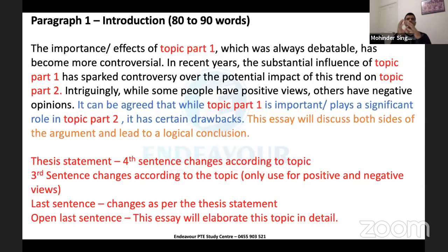This sentence talks about everyone else's views before you speak your own view, which is your thesis statement. That is the next sentence. It can be agreed that while written examinations play an important role in the education system, or you can say while written examinations are important for the education system, it has certain drawbacks. So either you say plays an important role, or you say are important. It has certain drawbacks. This essay will discuss both sides of the argument and lead to a logical conclusion, right?